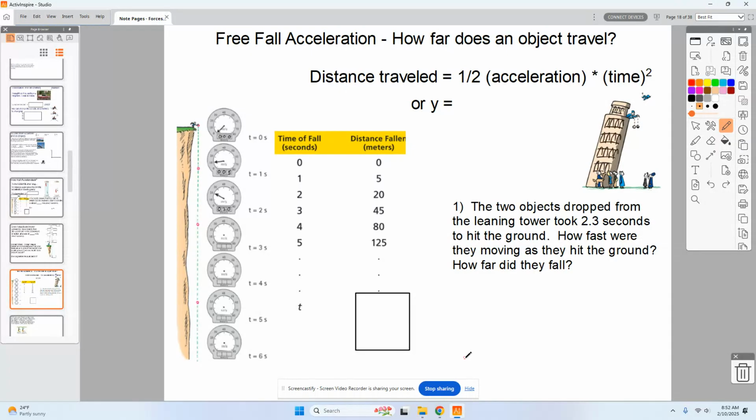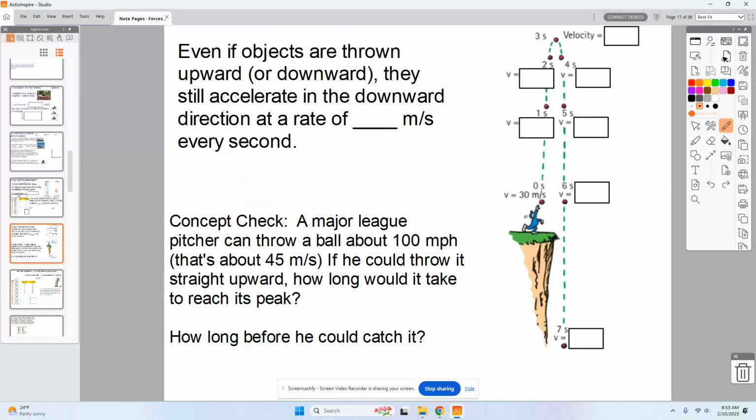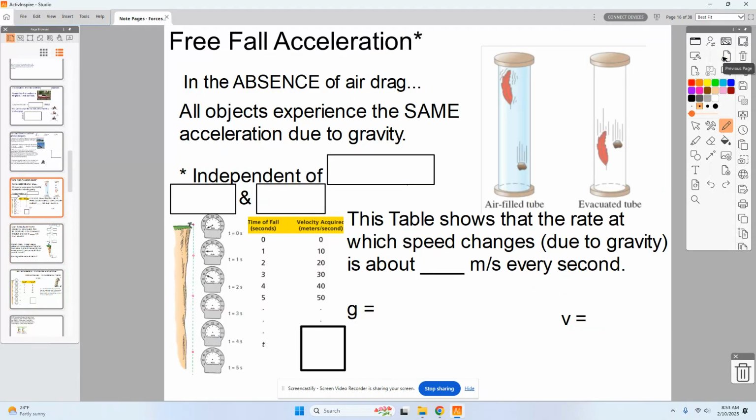I'm not sure, but I want to go through and do a few problems with you, showing you how to apply the two free fall acceleration equations. We did this on Friday. One of these equations said delta V was equal to G times T. And again, G we said was about 10 meters per second squared. It's actually closer to 9.8.